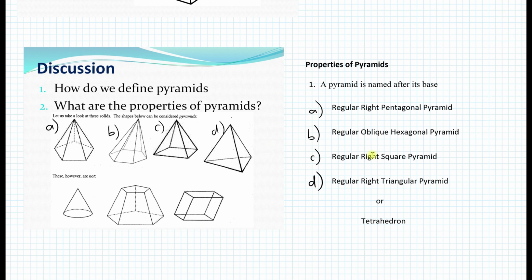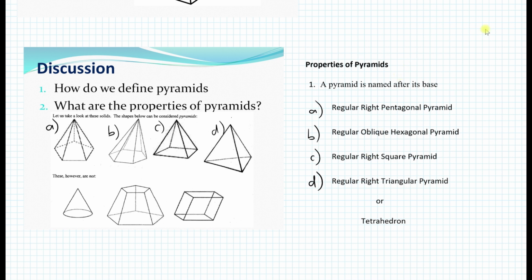Notice that on the bottom, we have 3 figures or solids that are not considered pyramids. Obviously, this one is not a pyramid because the base is not a polygon, but it's simply a circle or a rounded shape. This is also not considered a pyramid because there's no apex. This is also not considered a pyramid because the lateral faces are not triangular.